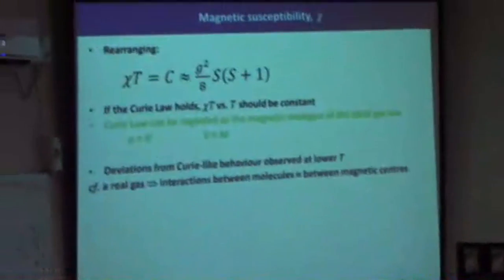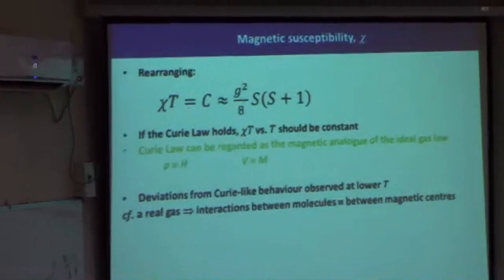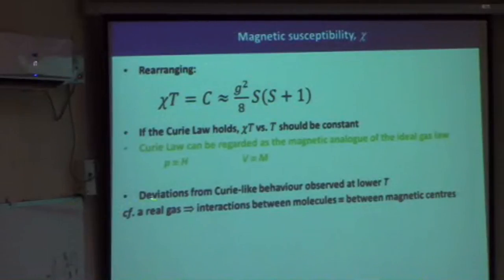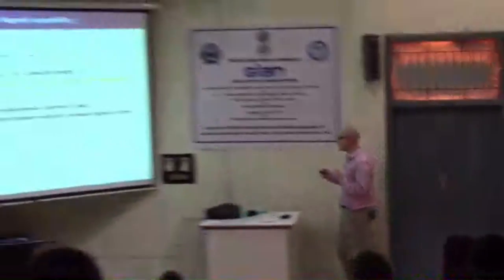So in a real gas, you have interactions between molecules. In a real molecular magnet, you have interactions between magnetic centers, and that means you observe deviations from Curie-like behavior, and they become most prominent at lower temperatures. That is also true with gases. If you take a gas and cool it down, the properties become more liquid-like. The interactions between molecules are stronger, and that's when you start to see the bigger deviations away from ideal behavior. Exactly the same applies to a molecular magnet.